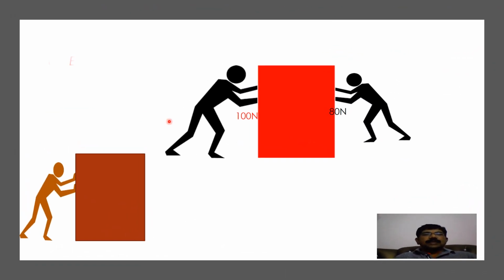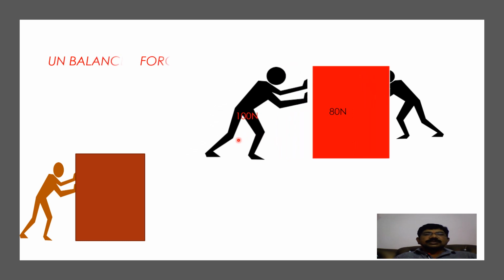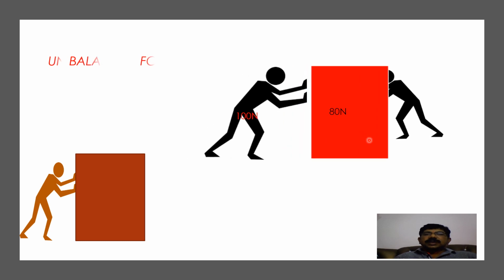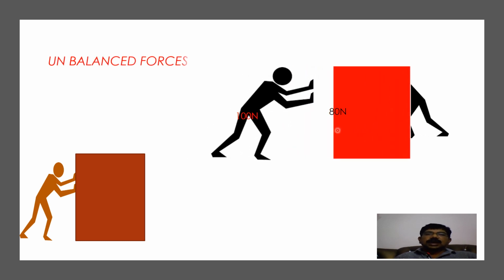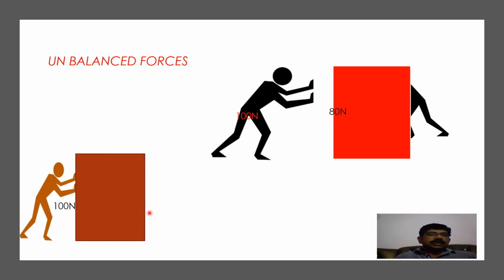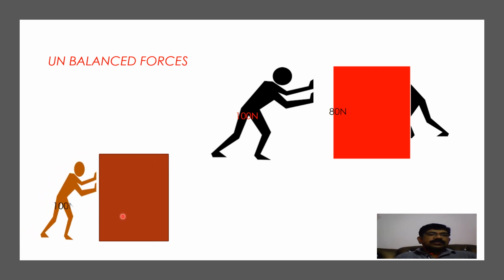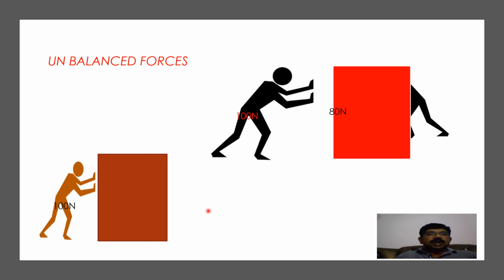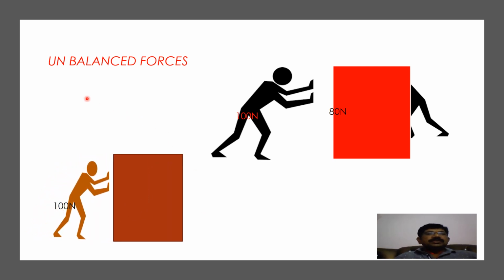What are unbalanced forces? Before that, you observe this animation. This man is applying 100 newtons force on the box. This man is applying 80 newtons in the opposite direction. So the box moved along the direction of 100 newtons because 100 newtons is larger when compared with 80 newtons. So the box is moving along this direction. These forces are known as unbalanced forces.